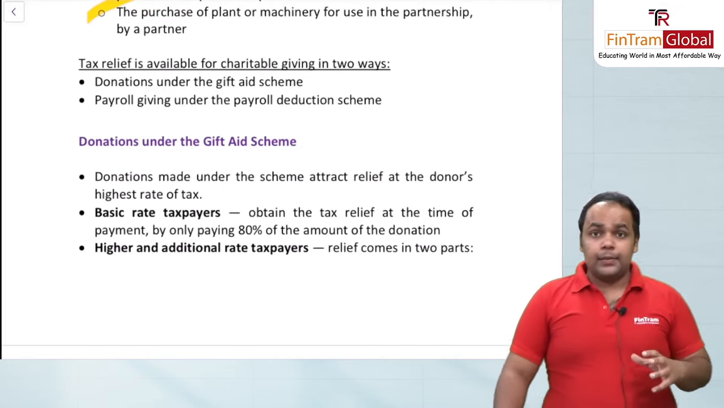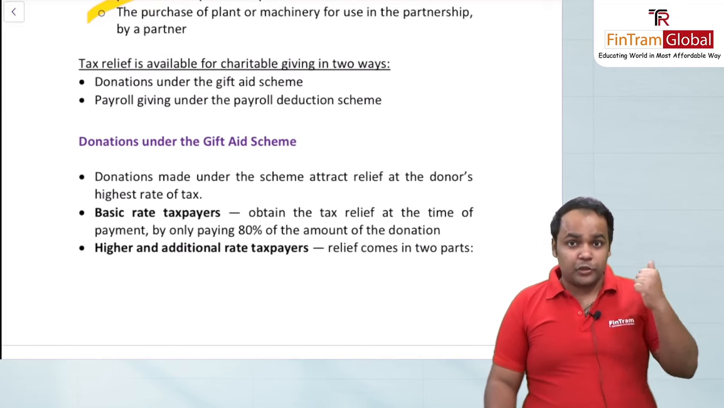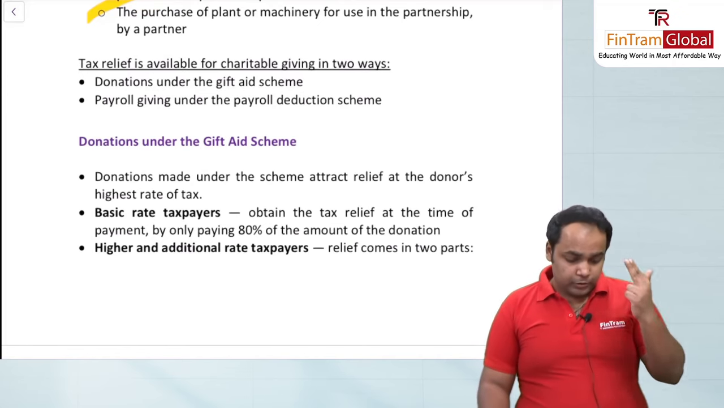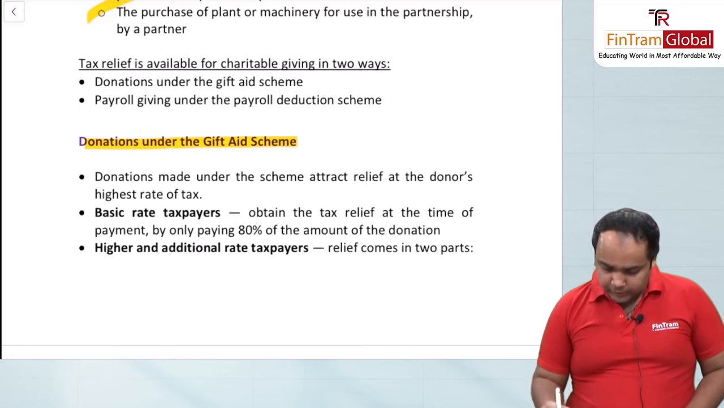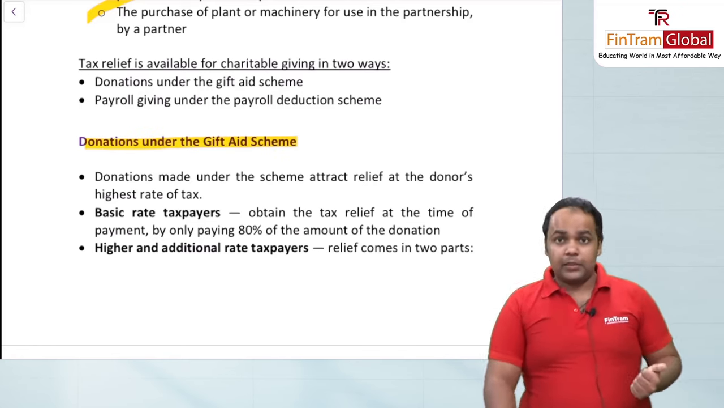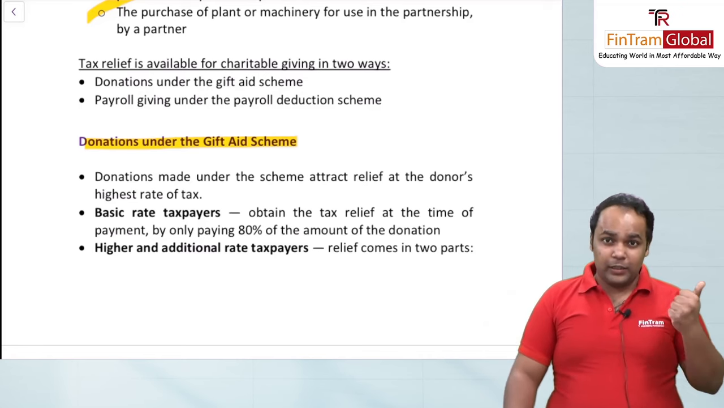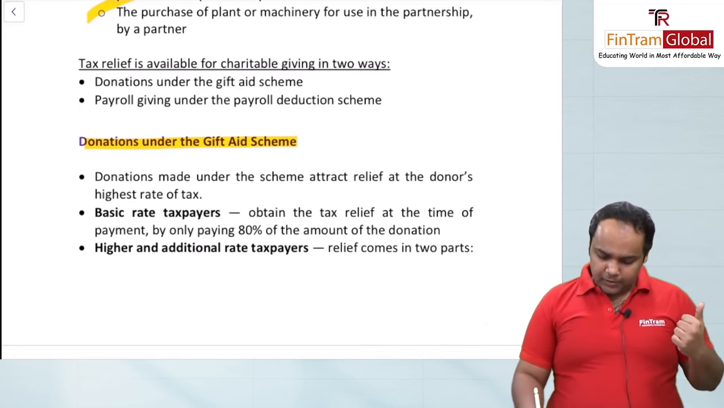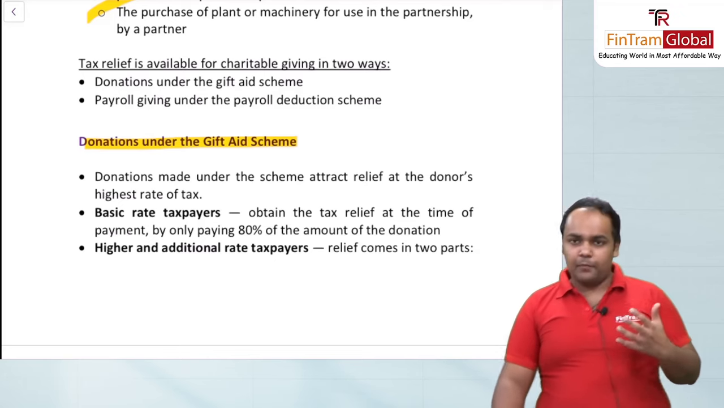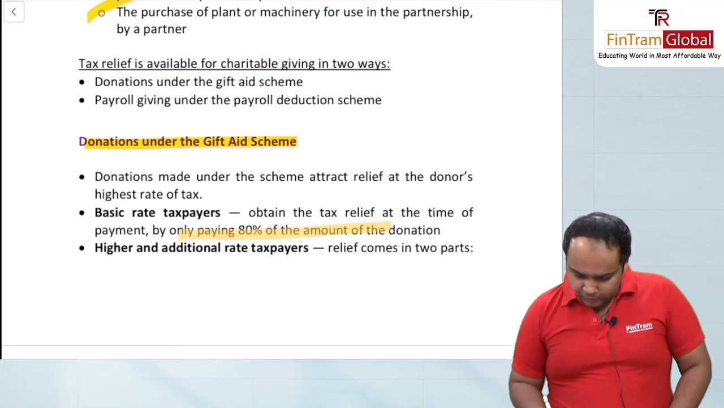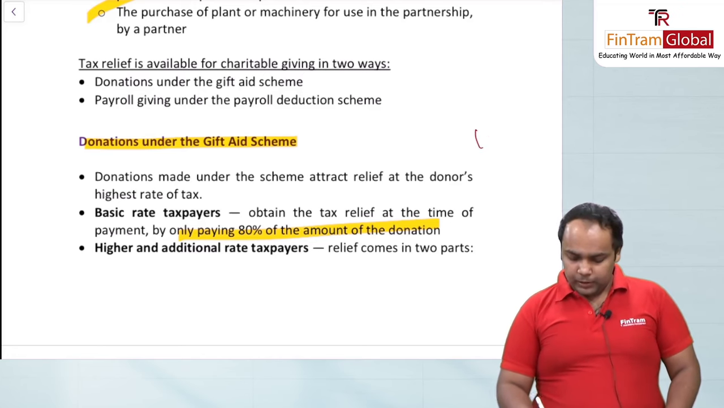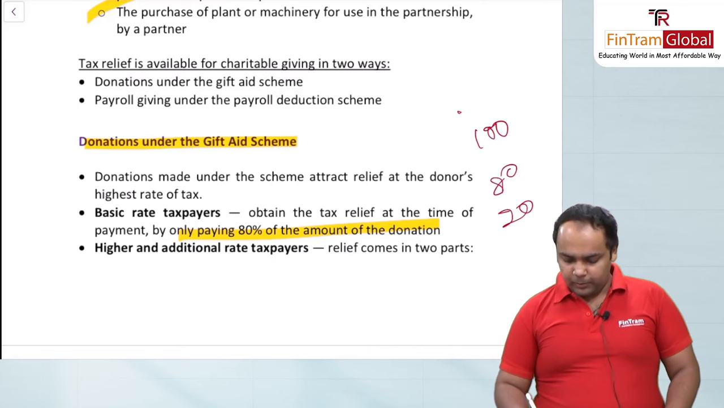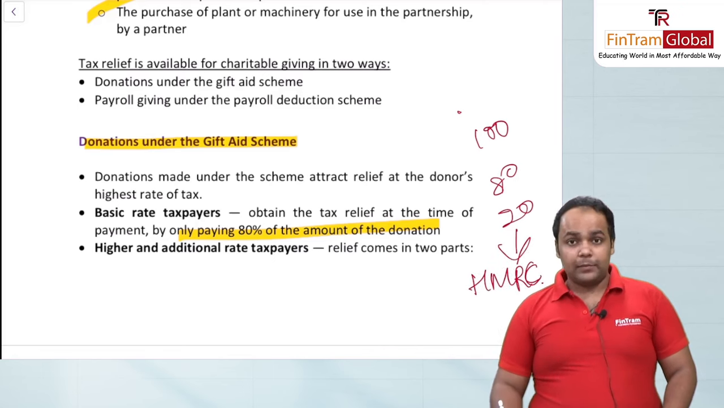So remember, guys, we also know that tax relief is given for charitable giving in two forms: gift aid donations and payroll deduction. Under the gift aid scheme, which is also deducted under ANI, there are two aspects. One is the basic rate of tax relief: you obtain relief at the time of payment by only paying 80% of the amount. So if you want to donate 100 rupees, you'll only pay 80, the rest 20 will be paid by HMRC. So that is a tax benefit you get.